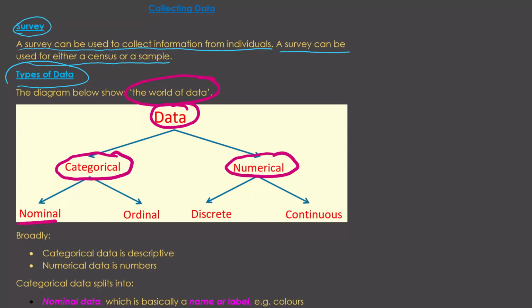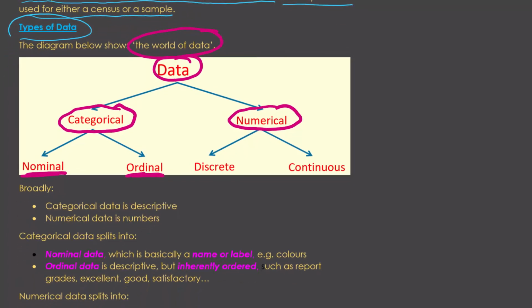Categorical data splits into what's known as nominal data and ordinal data. Let me describe those briefly in a moment. Numerical data splits into discrete and continuous. Broadly speaking, categorical data is descriptive. Numerical data, well, surprise, surprise, numerical data is numbers.